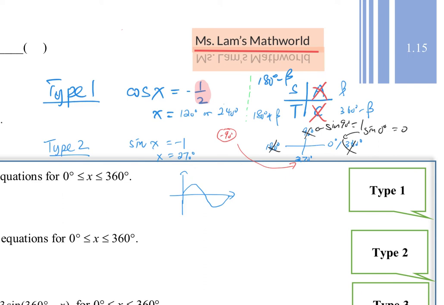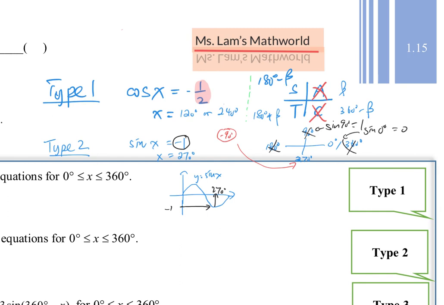Method 2 is to plot the graph of the sine function, and then we want to find the y coordinate, which is negative 1. So you only get 270 degrees as the answer.